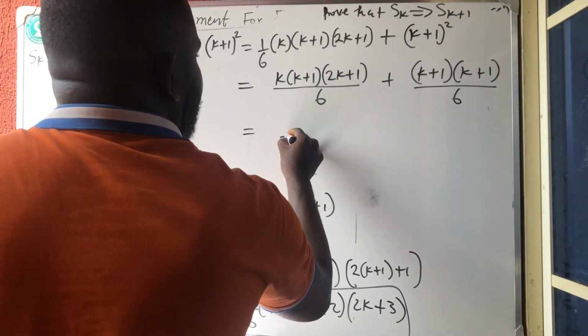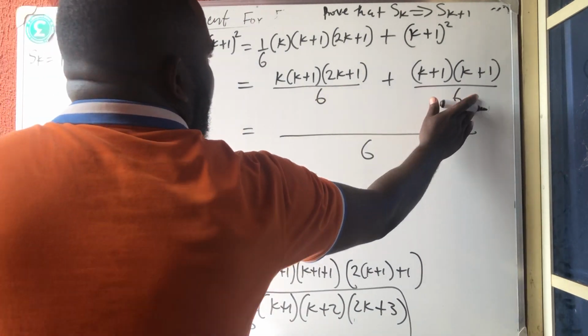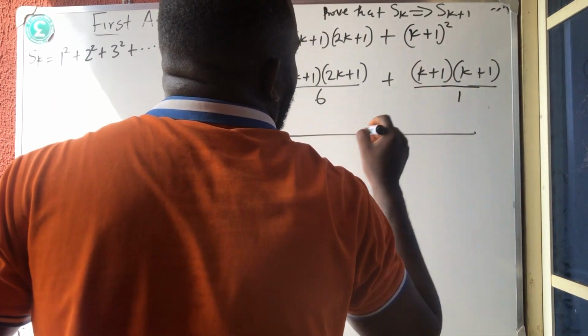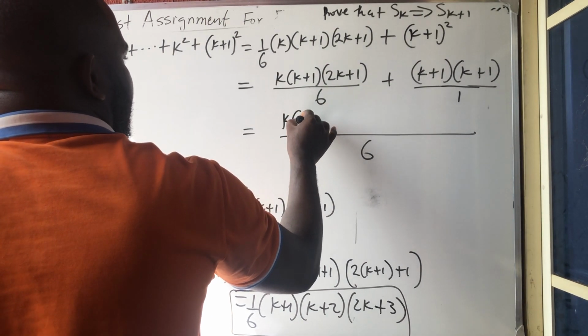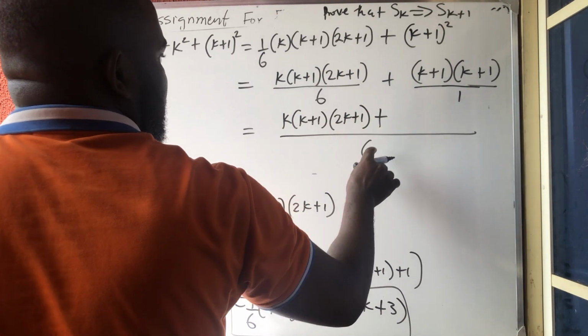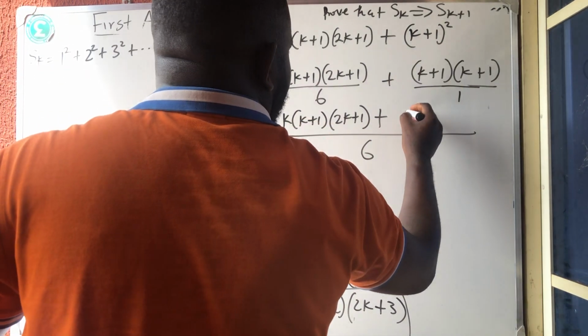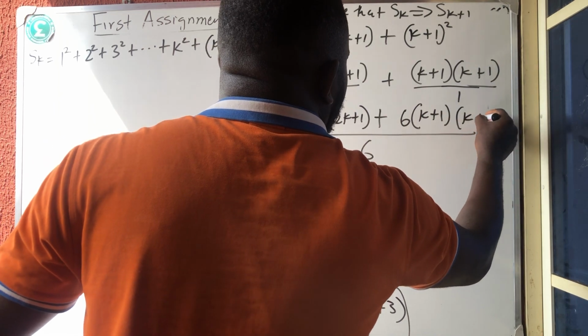So the LCM now is 6. Sorry, over 1, not over 6. Okay, 6 divided by this 6, 1 times this, I'm having k bracket k plus 1 bracket 2k plus 1, plus 6 divided by 1, 6 times this, I'm having 6 into k plus 1 into k plus 1.